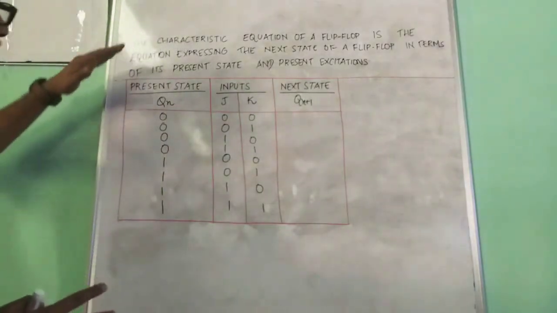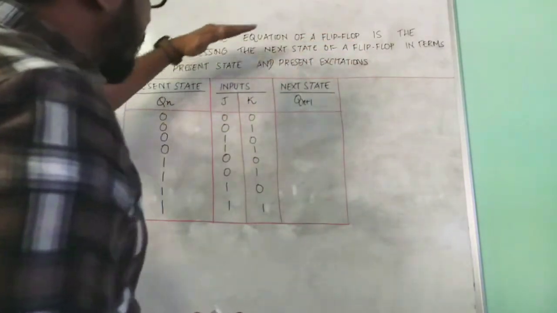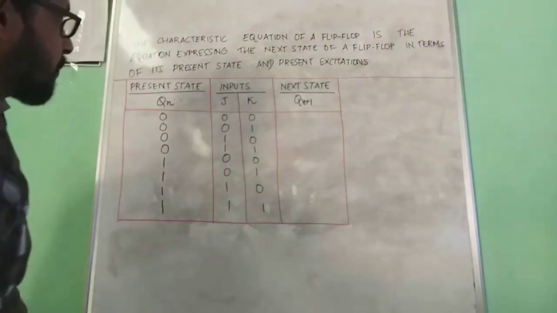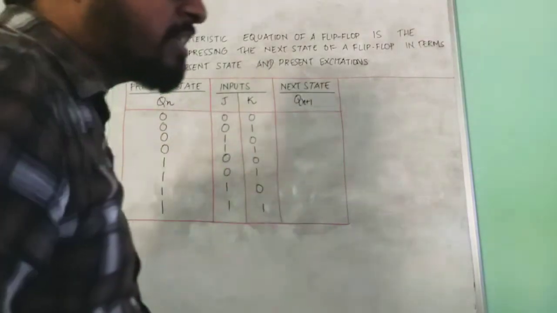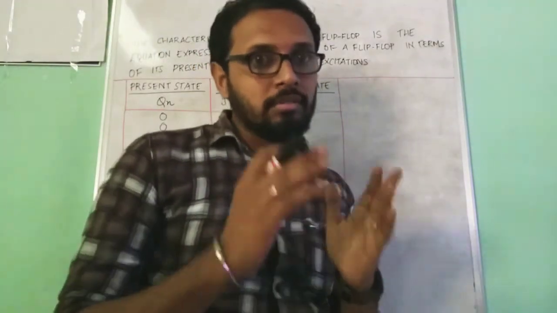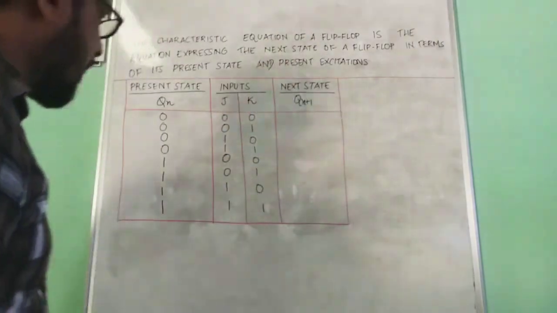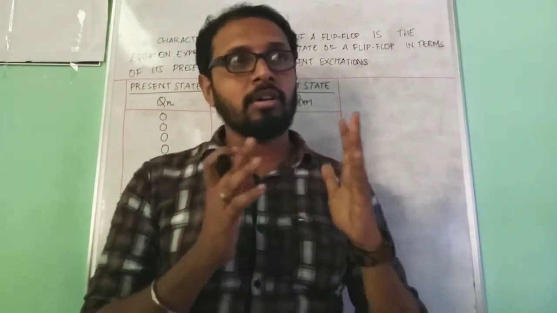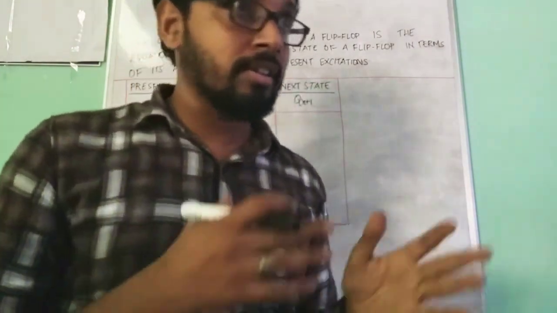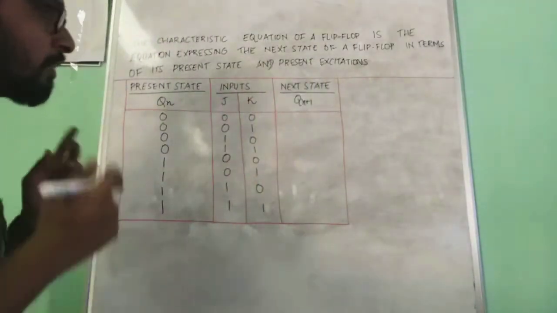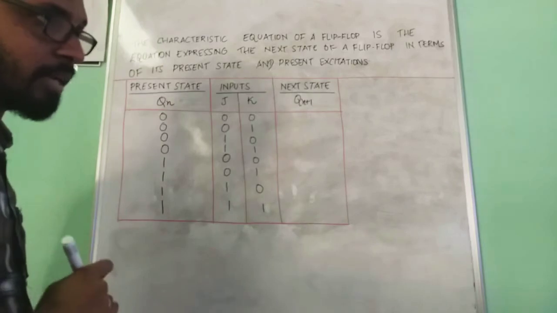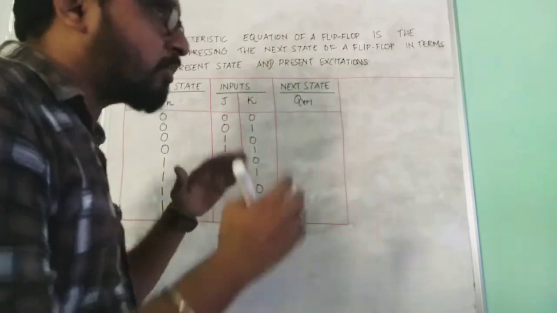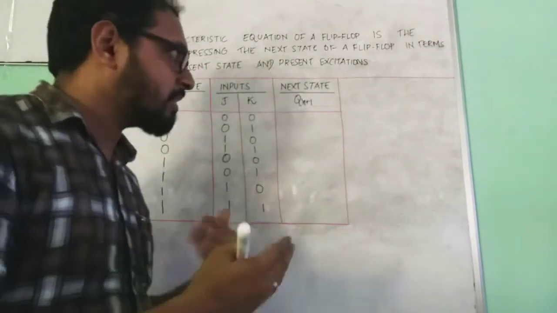The characteristic equation of a flip-flop is the equation expressing the next state of a flip-flop in terms of its present state and the present excitations. This is the present state, and the excitations mean the inputs that are given to that particular flip-flop. Don't get confused with these cases. We have already discussed the JK flip-flop concept, in the case of triggered JK. In those cases, we already formed an excitation table. When you write this table, you need to compare it with this. Based on that, we have made this.